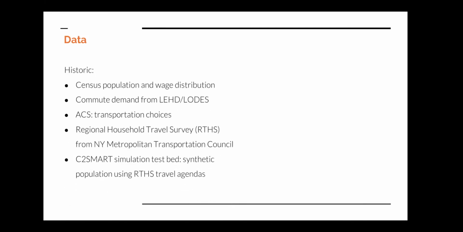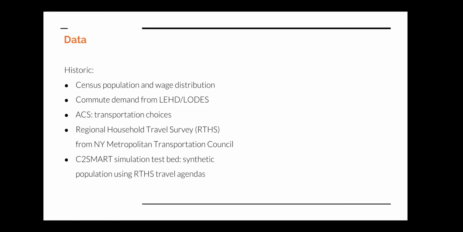And the data is abundant. The project utilizes a variety of available mobility data. On one hand, those are the historic data sets on urban commute, such as, of course, census population and wage distribution, such as Longitudinal Employer-Household Dynamics data, supplemented with transportation choices reported through the American Community Survey, and the regional household travel survey, much more comprehensive and detailed, and also reflecting some occasional mobility as well. And now, thanks to the C2Smart Simulation Testbed, we have a very comprehensive synthetic population with lots of details about the commuters and their routes using the actual regional household travel survey travel agendas. So we will use this data as a primary input for our model.